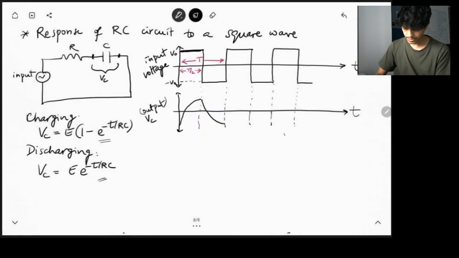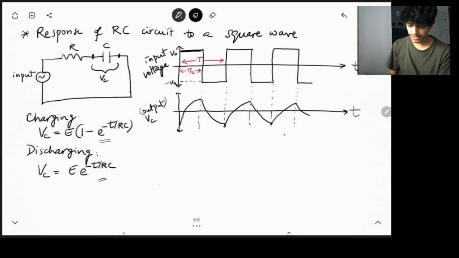Once it comes here, again the input becomes high. So it's like having a source. So there it goes into charging mode again. So it again starts to charge like this. Once it comes here, again there is no potential difference across it. So it discharges. And so on. So charging whenever you are at a high input voltage, and then discharging whenever the input voltage becomes negative.